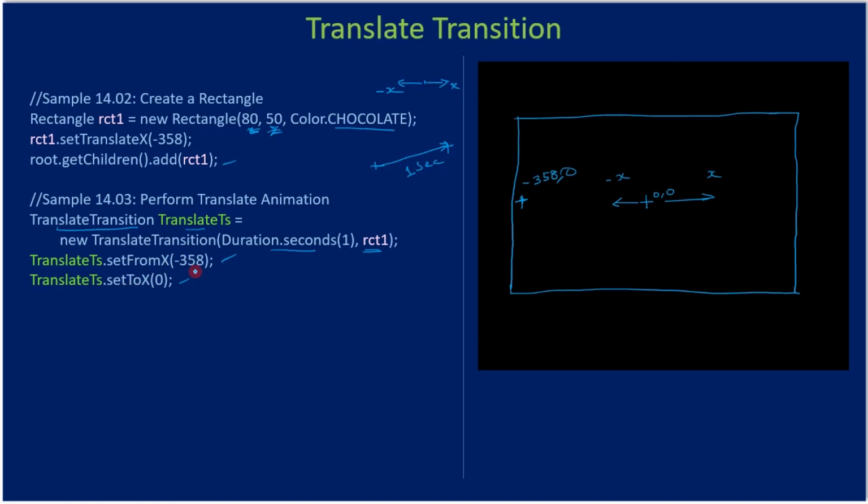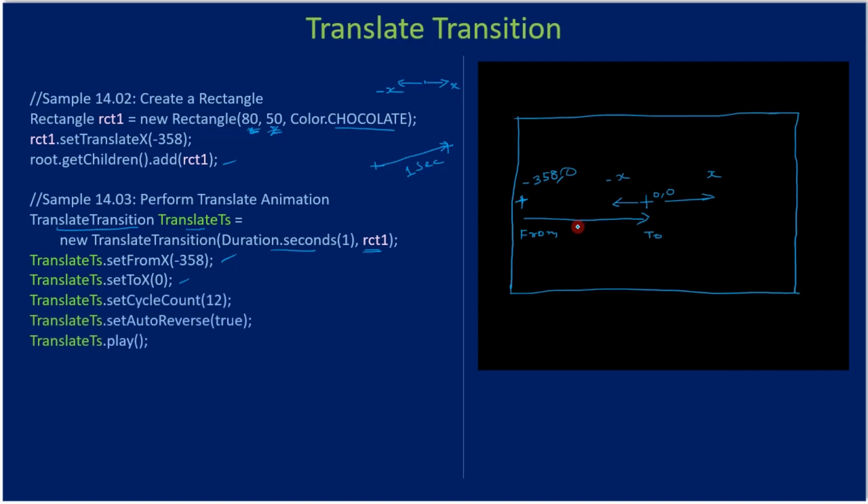Here, 2x is 0. So from here we want to move the object. So this is the from location, and this one is the to location. So cycle count, we are giving it as 12. The object will move from from to 2, and we are setting auto reverse also true. There are two properties we are setting, and by this time you are well aware of what they will do. That is a cycle count of 12 and auto reverse is true.